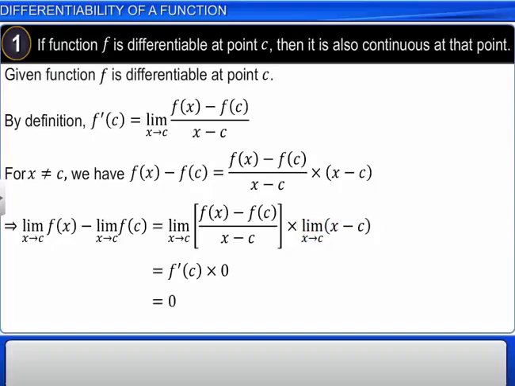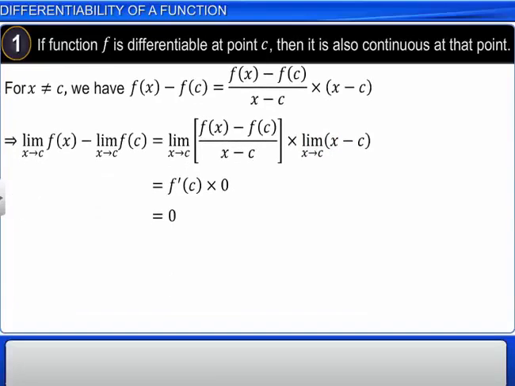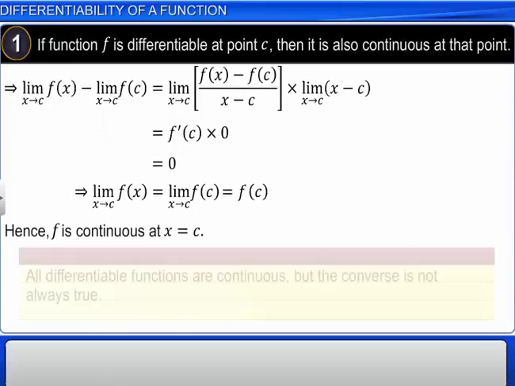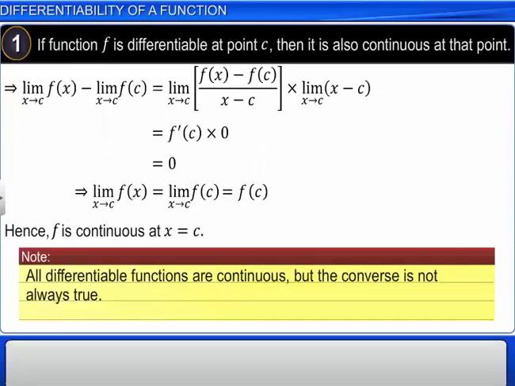This implies the limit of f of x as x approaches c is equal to the limit of f of c as x approaches c, which is equal to the value of the function at c. Hence, function f is continuous at x equal to c. Hence, in general, we can say that all differentiable functions are continuous. However, the converse is not always true.